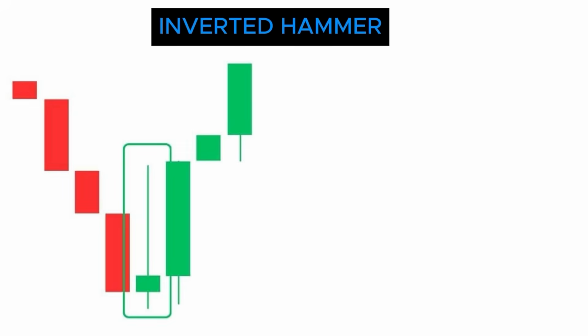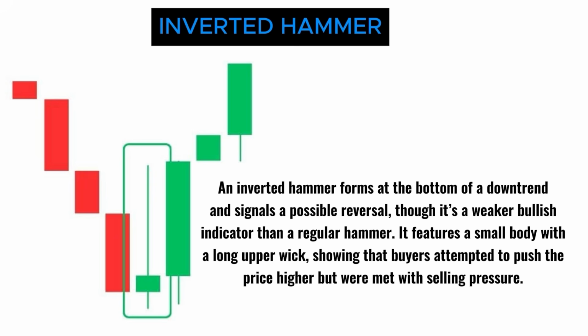Another type of pin bar is the inverted hammer. An inverted hammer forms at the bottom of a downtrend and signals a possible reversal, though it's a weaker bullish indicator than a regular hammer. It features a small body with a long upper wick, showing that buyers attempted to push the price higher, but were met with selling pressure. If given a choice, I'd trade a hammer over an inverted hammer because the former provides a clearer reversal signal.